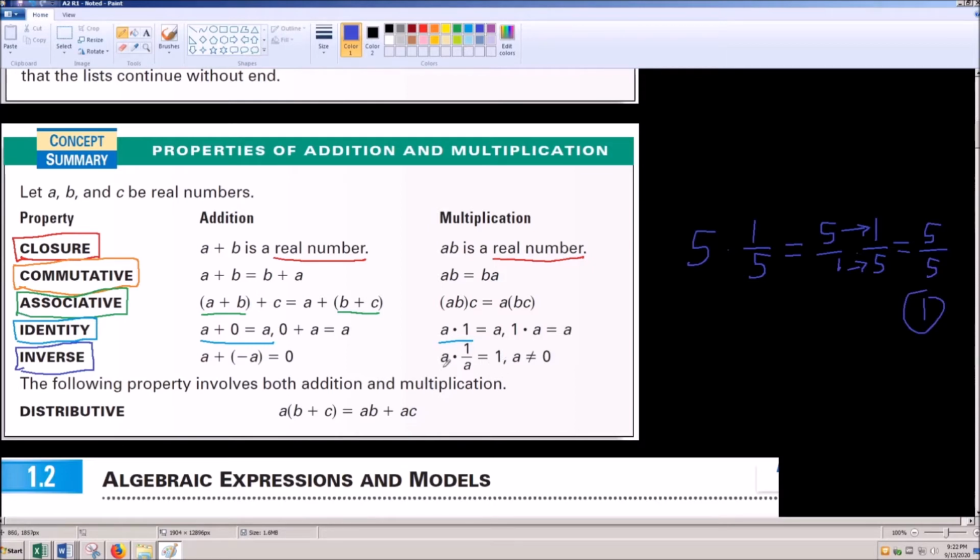So if I have a number times that number's reciprocal, so 7 times 1/7, for example, it's going to bring me back to 1. The only exception here is we cannot have a value of 0 because we can't divide by 0.